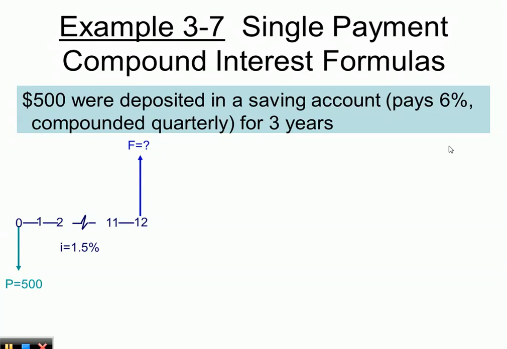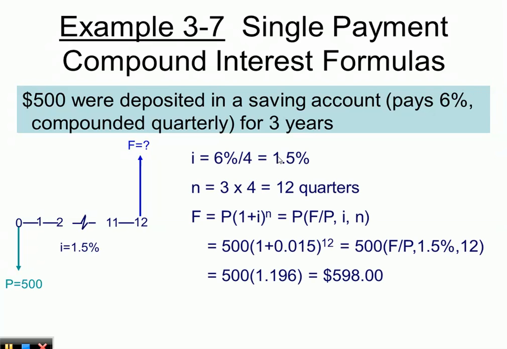I know it's a little complicated, but I wanted to show you how it becomes a little different when we deal with a different compounding period. Again, i is obtained by dividing the 6% annual rate into 4 quarters, and we get 1.5%. Then n is 3 years multiplied by 4 quarters per year, so altogether 12 quarters. Then, using the formula, plugging in the P, the i of 1.5%, which is 0.015, and the n, which is 12, we're going to get this.